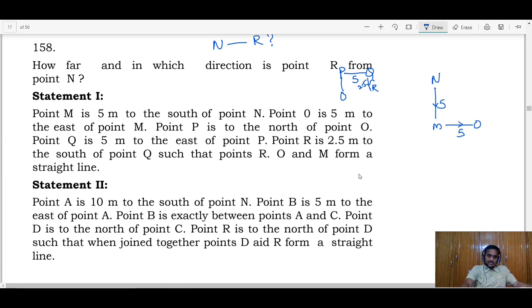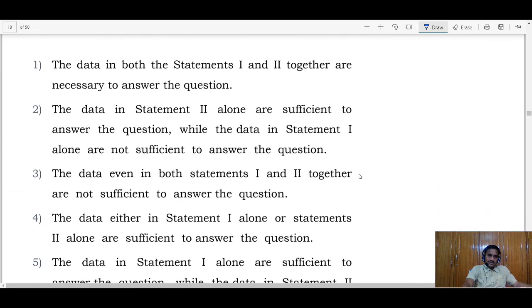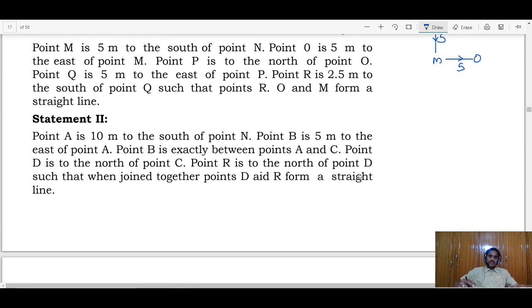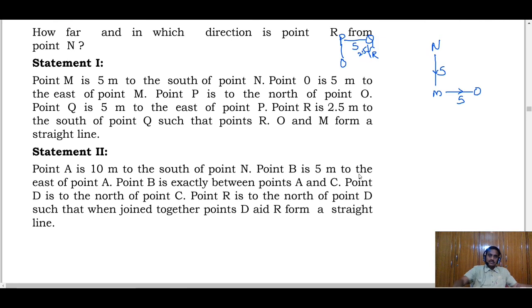Then coming to statement 2. Now what is statement 2 here? M is 5 meters to the south of N. O is 5 meters to the east of M. Point P is to the north of O. P is to the north of O.